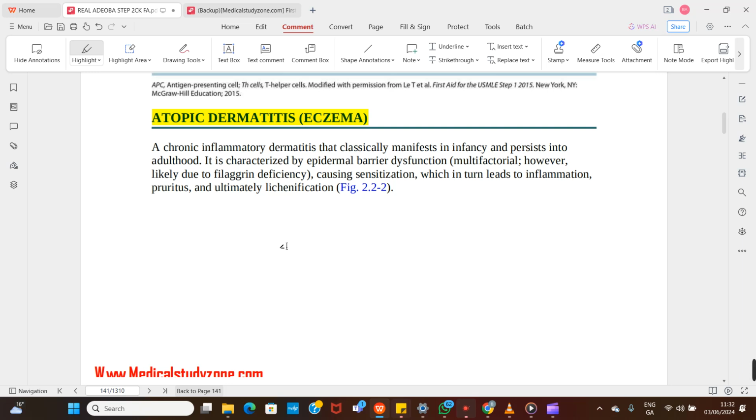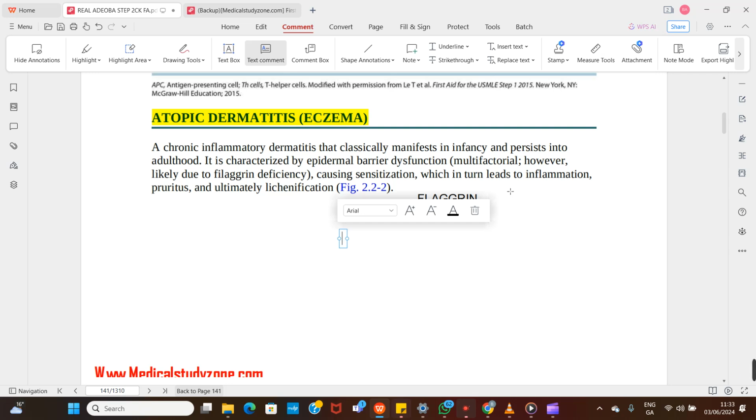How does it happen? It's due to epithelial barrier dysfunction, due to a mutation in a gene that we call filaggrin. Filaggrin helps to protect the integrity of the epidermis, so that it doesn't allow unnecessary water loss and dryness of the skin. Once there's a mutation in filaggrin, you have a compromise of the epithelial barrier, and water can easily leave the skin. Moisture can leave, and the skin will appear dry.